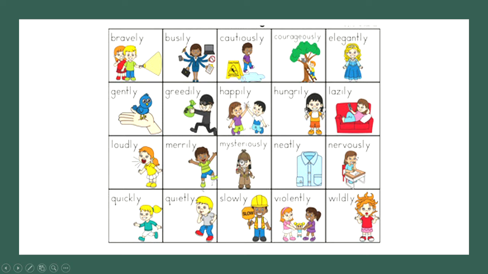Why is she acting mysteriously? We should dress up neatly. I am studying nervously. She is walking quickly. He is walking quietly. Please go slowly. Do not act violently. Why are you acting wildly? Okay, this is the way we add information to our verbs using adverbs of manner.